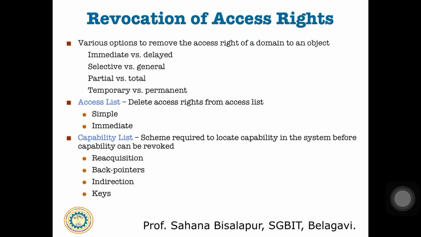So partial versus total is nothing but whether a subset of the rights associated with an object is revoked, or we are going to revoke all the access rights associated with the object. For example, for object 1, if we have read, write, execute access rights, are you going to remove only read and write operations, or are you going to remove as a whole all the rights you have given to that object?